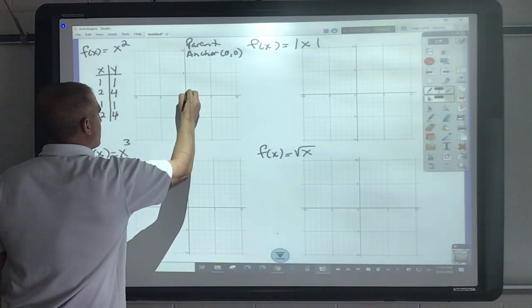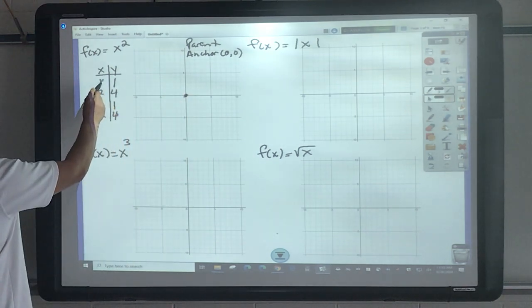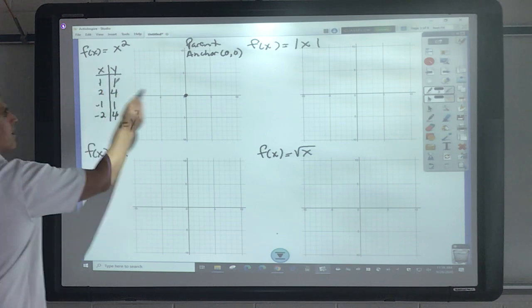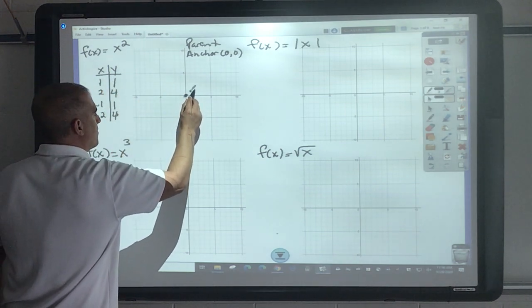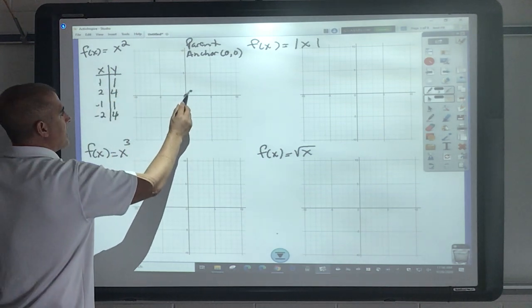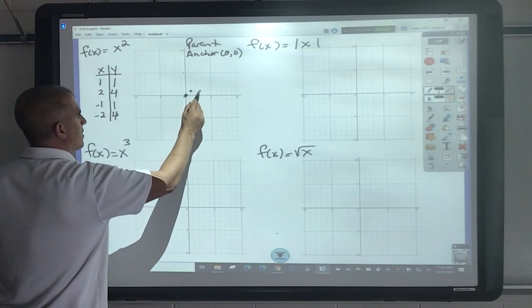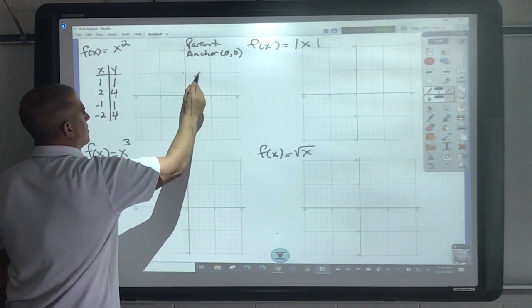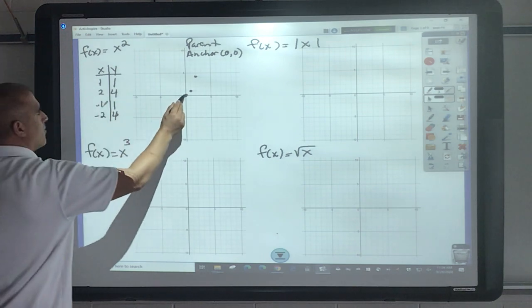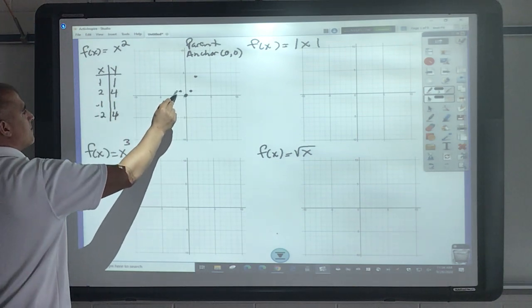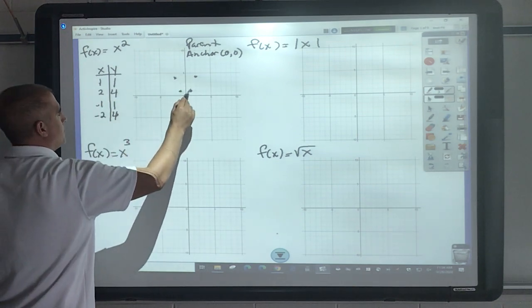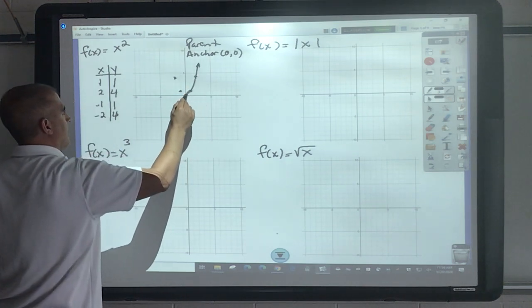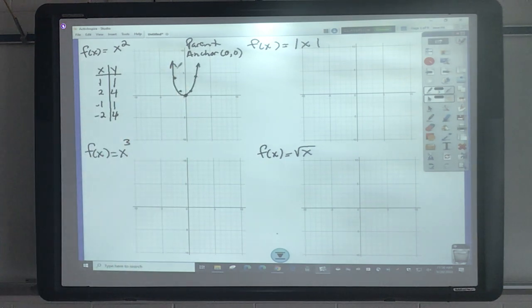Now, how do you graph it? My anchor point is 0, 0. From the anchor point, this means 1 right, 1 up. This means 2 right, 4 up. This means from the anchor point, 1 left, 1 up. This means from the anchor point, 2 left, 4 up. And you get something that looks like that, a little round quadratic.